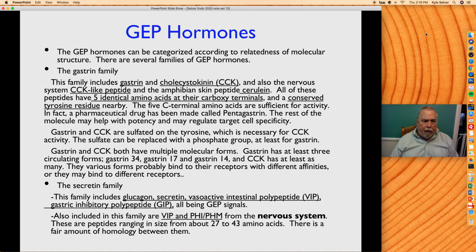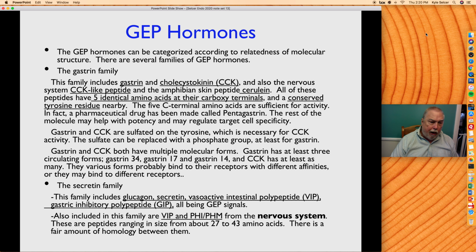Now, gastrin and cholecystokinin are sulfated on that tyrosine residue, which is necessary for CCK activity, cholecystokinin. But the sulfate is often replaced with a phosphate group in gastrin, and it makes it more active. So that tyrosine gets phosphorylated in gastrin, but it sticks with the sulfate group in cholecystokinin.